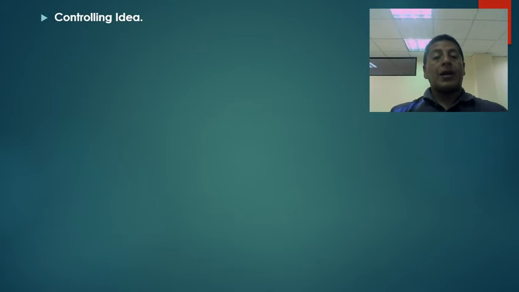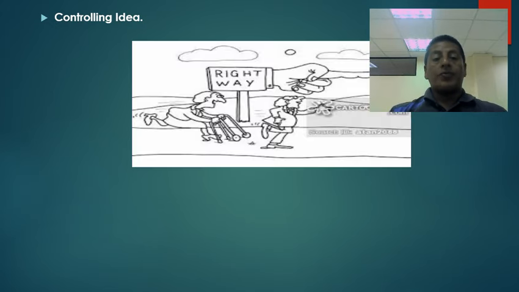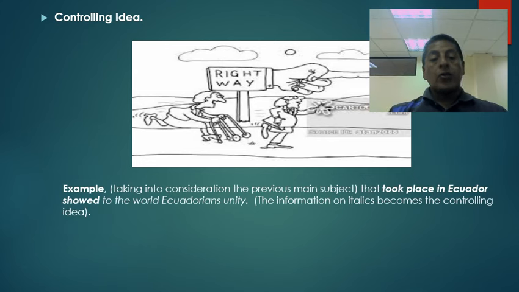The next part of the paragraph is called the controlling idea. What is the controlling idea? The controlling idea is the part of the topic sentence which does what it says, controls the topic or leads the topic to a specific perspective of this topic. Okay, so in this case, when you read the controlling idea in the topic sentence, this part of the topic sentence specifies what the writer is going to talk about exactly. Okay, so here we have an example.